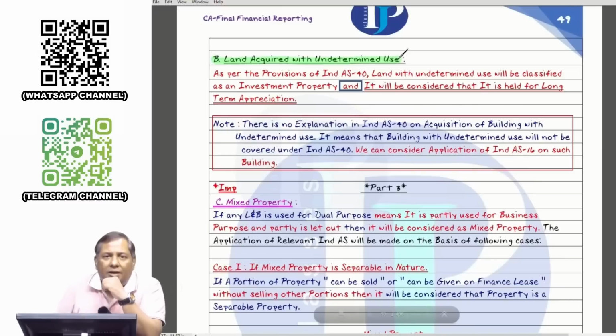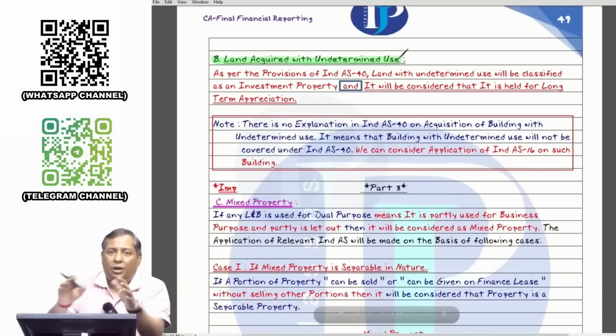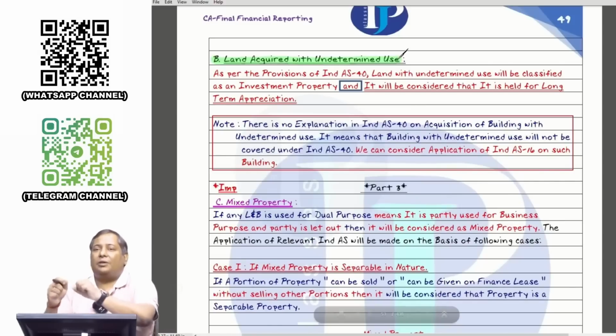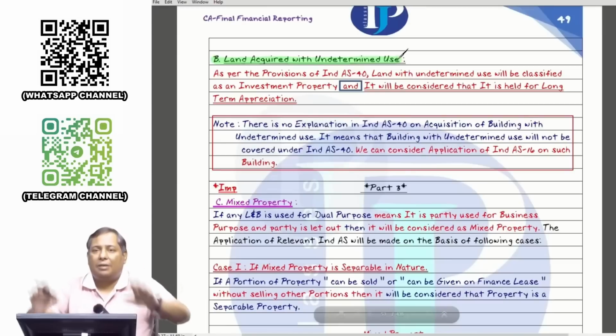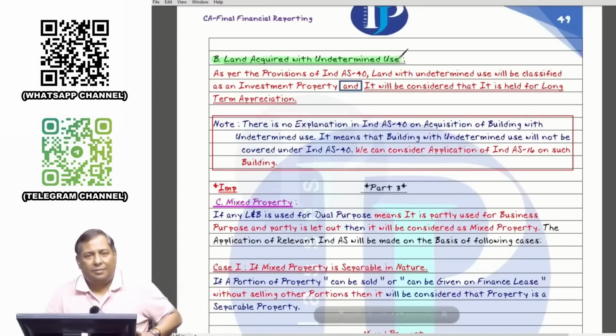Then a student asked me, what if a building is also purchased along with the land, but the specific use of the building is unknown? This means a building is purchased with undetermined use. I told you that under Ind AS 40, only land is discussed. There is no information on the building, so we cannot use 40 on it. If you buy a building with undetermined use, then we cannot use 40 on it. I hope you get it. I have already told you the whole thing, right?